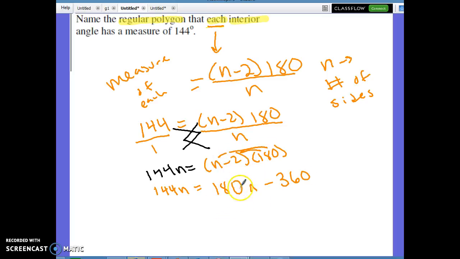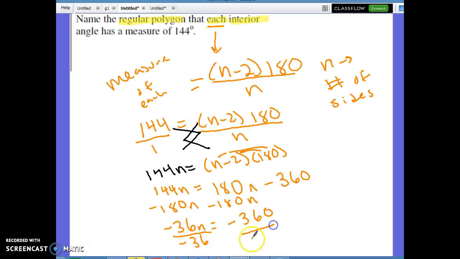And then get our common terms on one side, subtract 180n from both sides, and we get the difference here, which would be negative 36n equals negative 360. And I don't think we need a calculator to do this. We divide by negative 36, divide by negative 36, cross those out, and we get n equals 10, where n, again, is the number of sides.